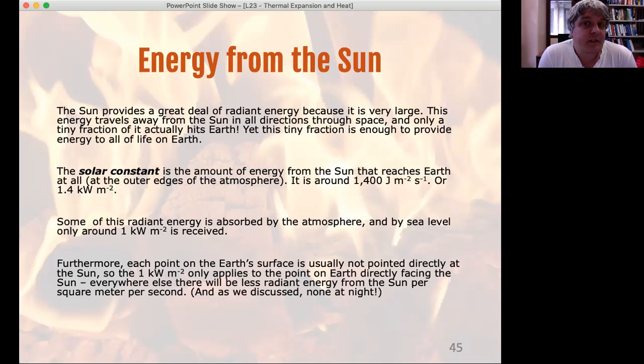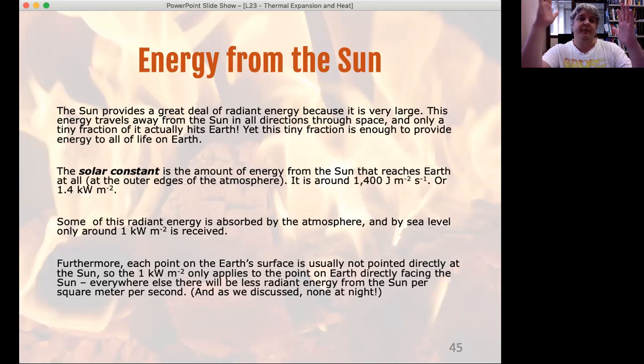Some of that radiation, as I said, is absorbed by the atmosphere. By the time we get down to sea level, about 1 kilowatt per square meter makes it through the atmosphere. So about 400 watts per square meter is absorbed by the atmosphere as it travels from the outer edges of our atmosphere towards the Earth's surface. And then when we reach Earth's surface, we've got around about a kilowatt per square meter to be received. But that's only for the bit of Earth that is facing the sun directly.